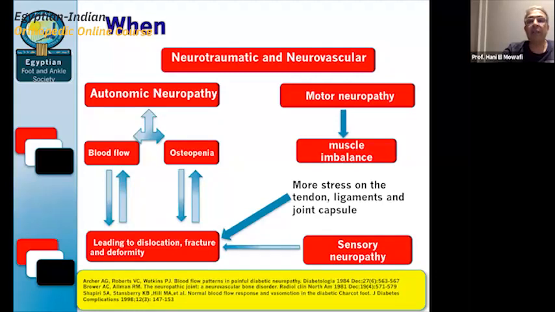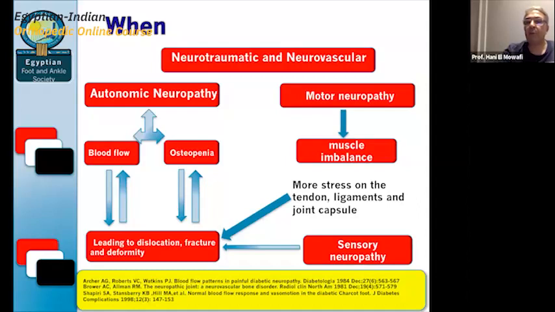So it may lead to dislocation or fracture. Also, the motor neuropathy may cause what's called muscle imbalance. Muscle imbalance puts more stress on the tendons, joints, and ligaments, so it may lead to subluxation or dislocation, and of course to deformity.